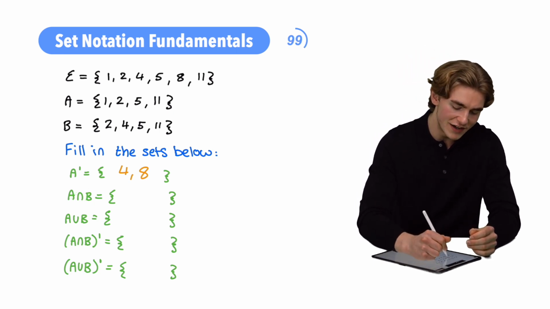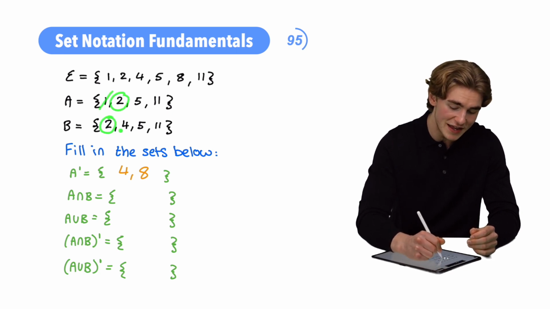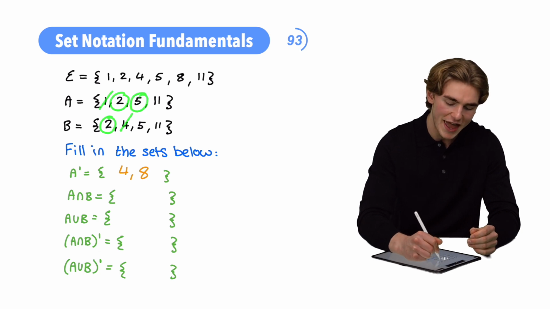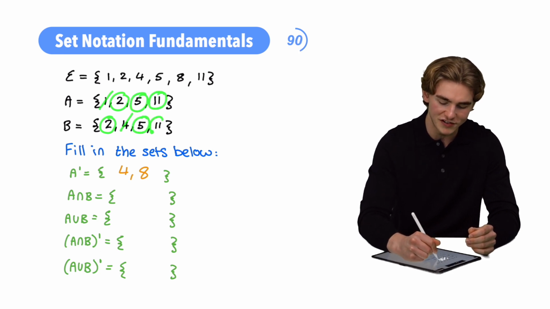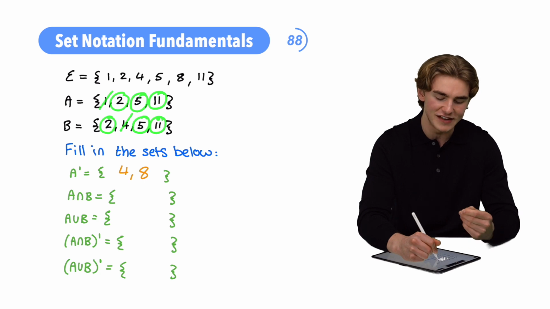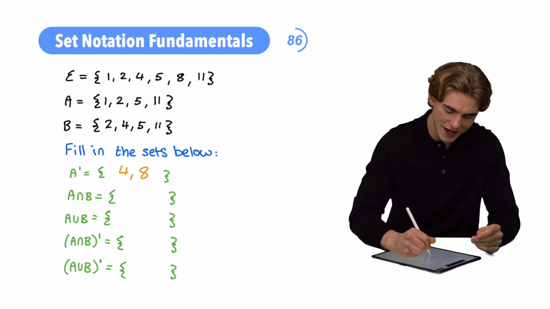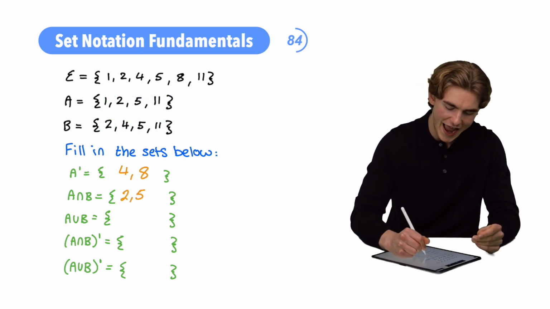We can see that 1 is in only A, so that's not going to be, but 2 is in both. We can say that 4 is only in B, so that's not going to count, but 5 is in both, and finally 11 is also in both. So the set A and B, what's that going to be? It's going to be 2, 5, 11. Let's get that written in. We have 2, we have 5, and we have 11.